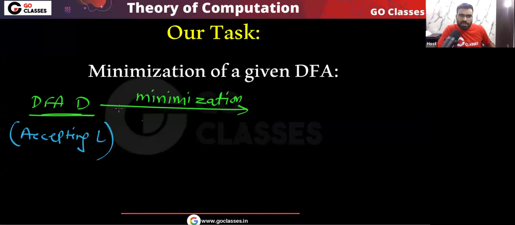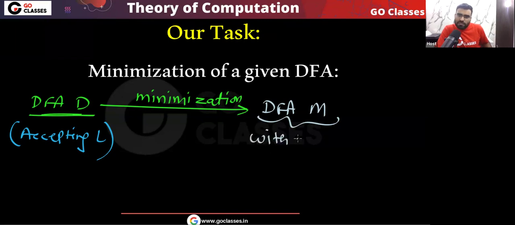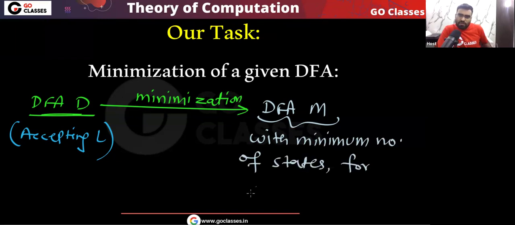Now you can see our task is that we want to minimize this DFA and get a new DFA. Let's call it DFA M. So we want to get this DFA with the minimum number of states for the same language L. Is this clear? Basically, we want to get a new DFA with the minimum number of states for the same language L.